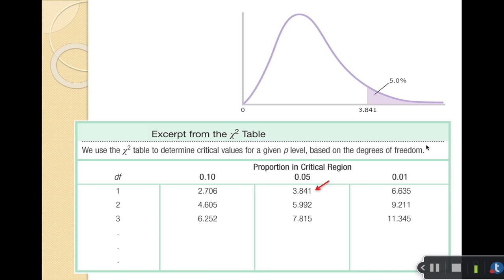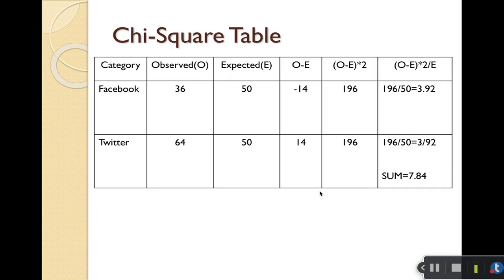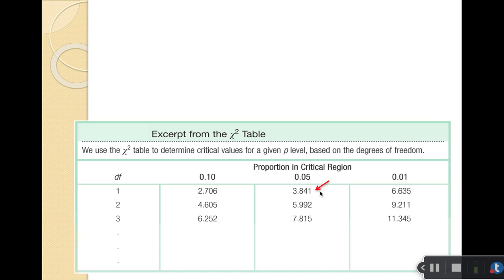To determine our chi-squared degrees of freedom, it's the number of categories we're dealing with, or K, minus 1. In this case, I had 2 categories, Facebook and Twitter, so I end up with a 1 degree of freedom chi-square test. You can see here, looking at the 0.05, which is our default for this course, we end up with a critical cutoff of 3.841. We would want to compare this critical cutoff to the value that we actually calculated, which if we go back a slide was 7.84.